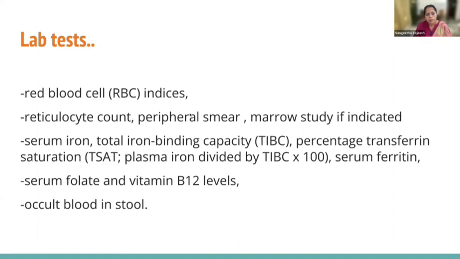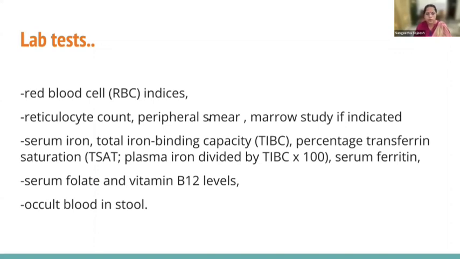Apart from RBC indices, the reticulocyte count to rule out hemolysis, peripheral smear, then marrow study if indicated, as we have told already, if any other cell lines are also involved, like leukopenia or thrombocytopenia, we also have to rule out other hematological malignancies. Then iron profiling is very important. Serum iron, total iron binding capacity, then percentage transferrin saturation, serum ferritin should be done.